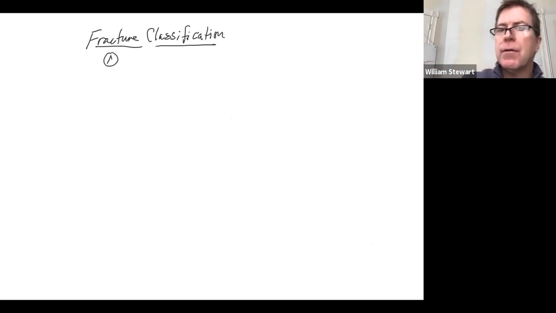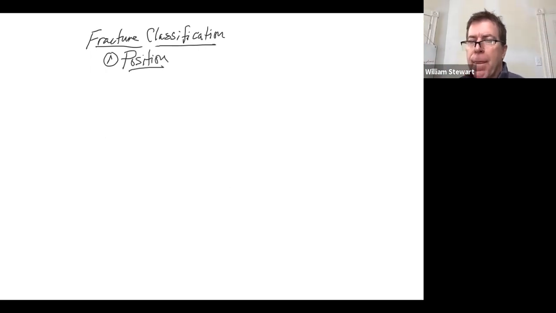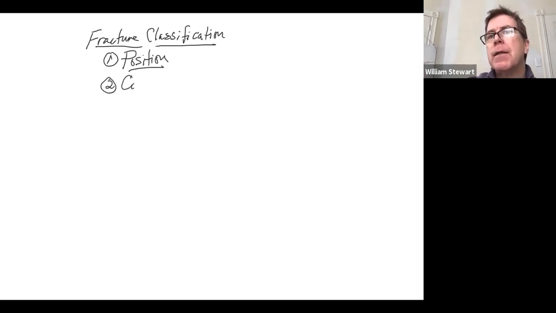And the common fracture classifications: we classify fractures based on position. That means where the bone ends of the fracture are positioned relative to each other, whether they're still in alignment or completely misaligned. The second category is complete or incomplete, which just means, does the fracture go all the way through the entire bone or just partially?